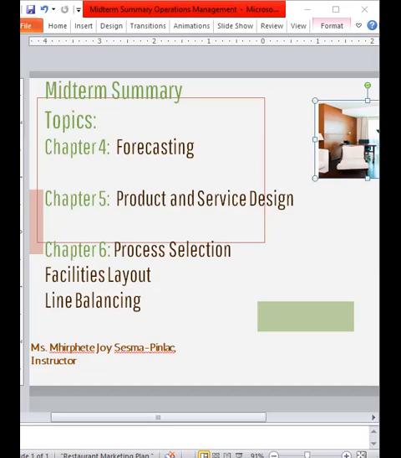The use of forecasts in accounting is about cost and profit estimation.